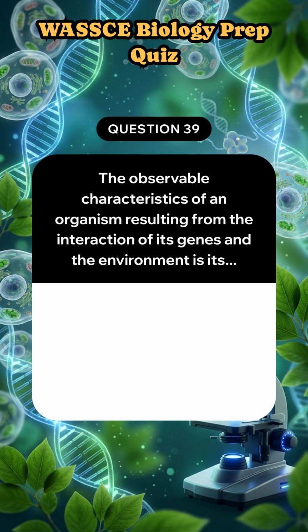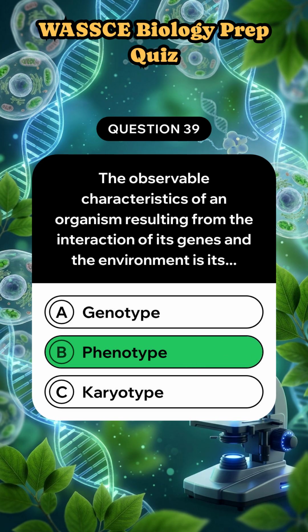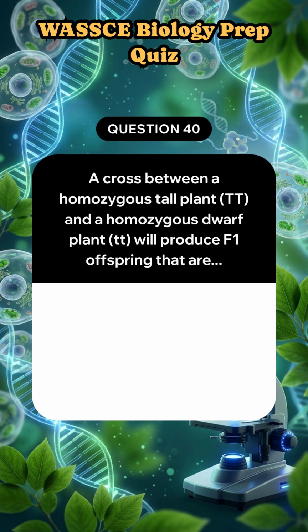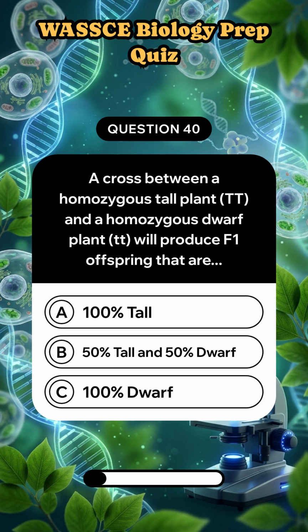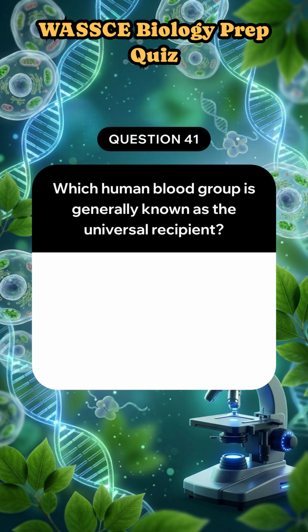Observable characteristics of an organism resulting from the interaction of its genes and the environment is its? A cross between a homozygous tall plant and a homozygous dwarf plant will produce F1 offspring that are? Which human blood group is generally known as the universal recipient?